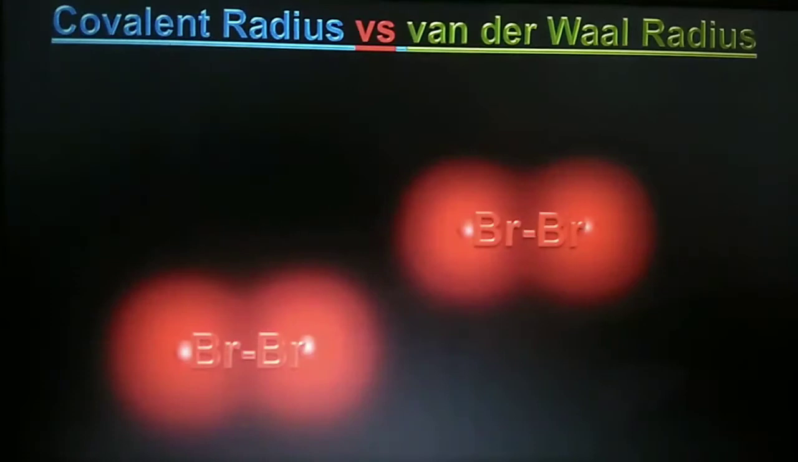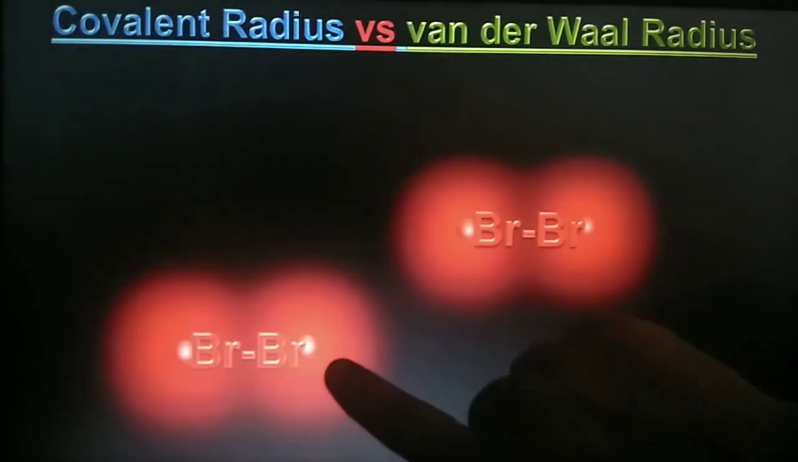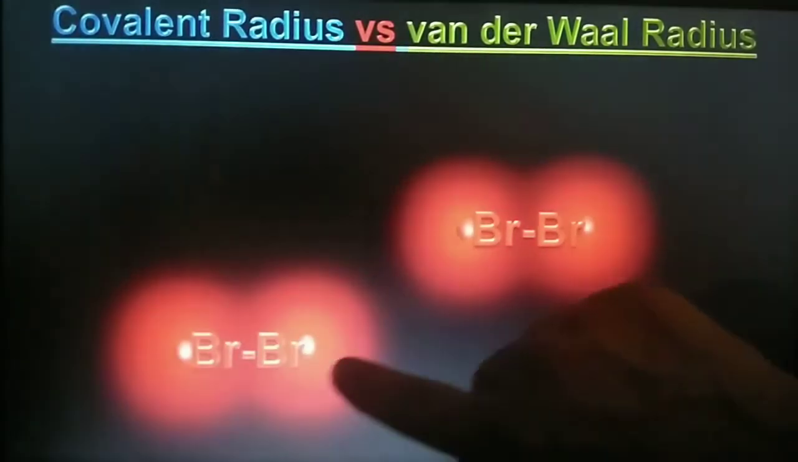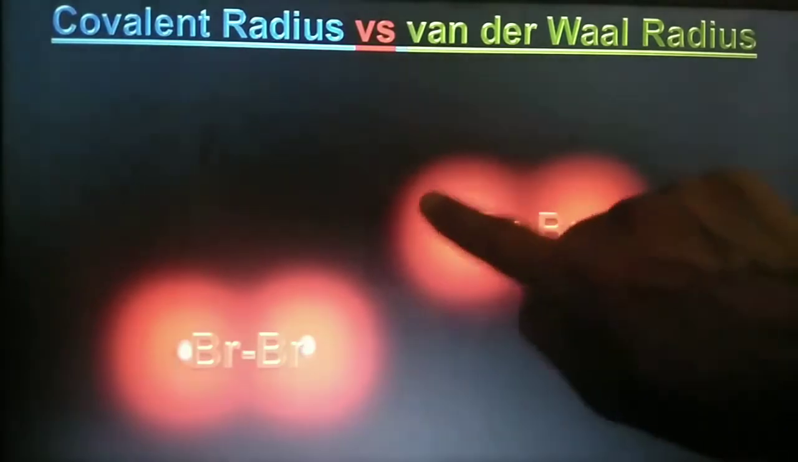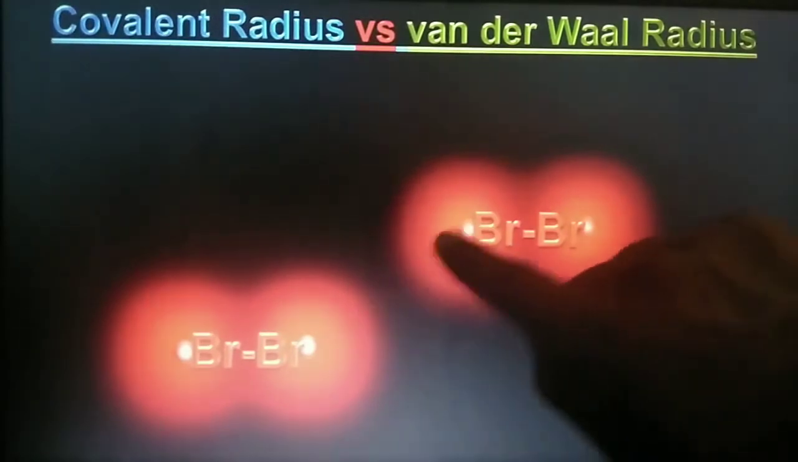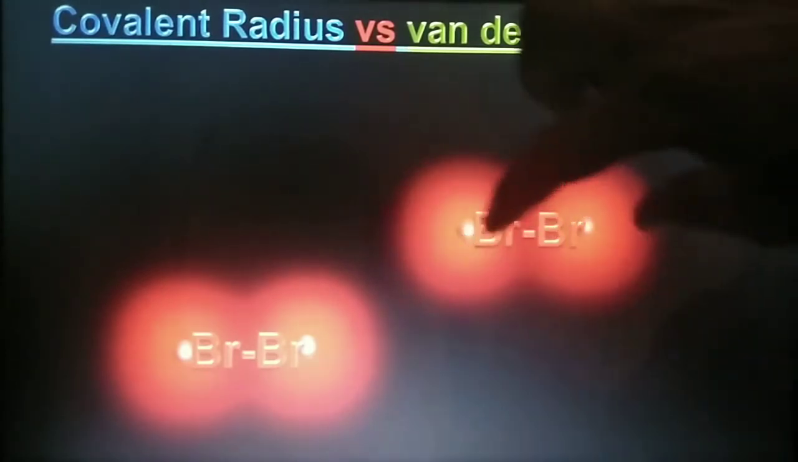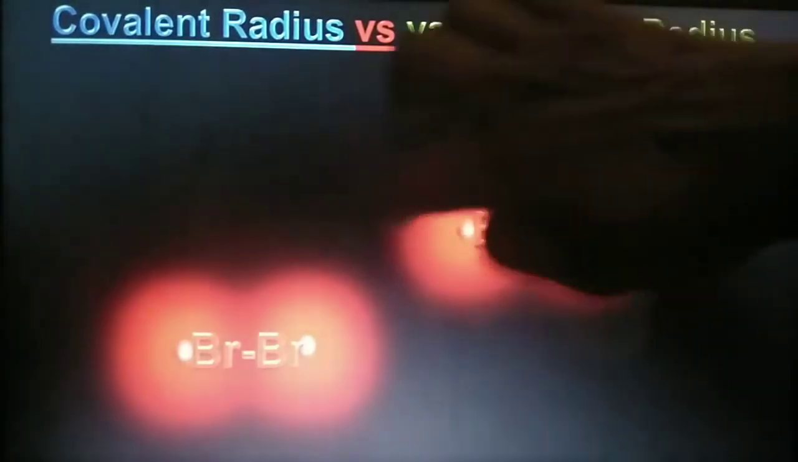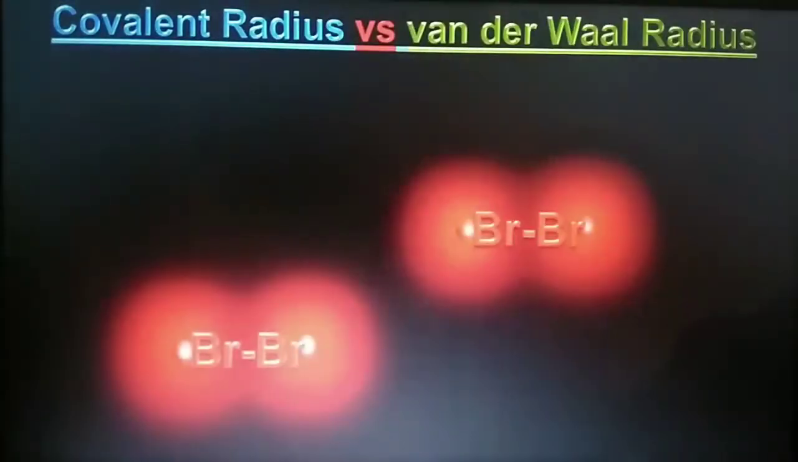right? But in liquid state, in solid state, we can understand that these molecules are not going to share another electron with these molecules. So they will remain at this much distance, and therefore these are not covalently bonded molecules, rather they are covalently bonded atoms, right? So these molecules are bonded by the van der Waals forces, right?